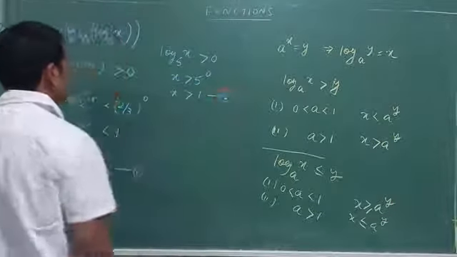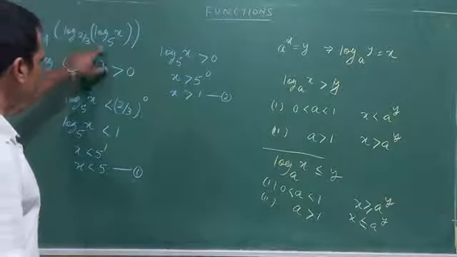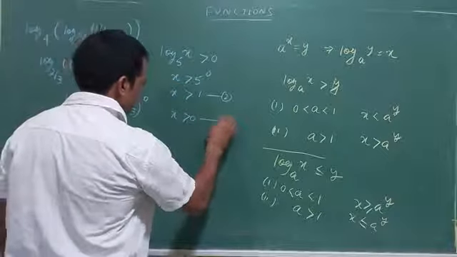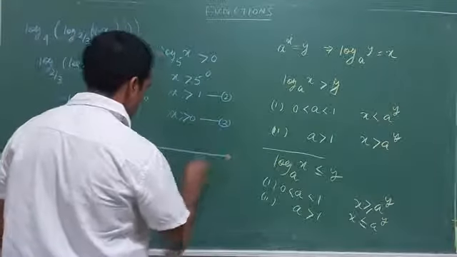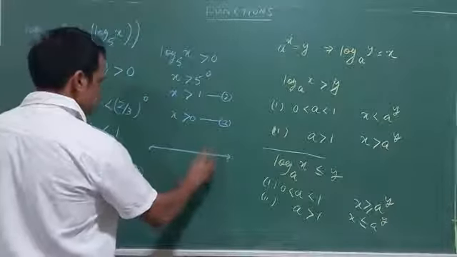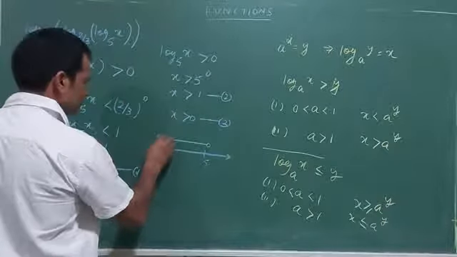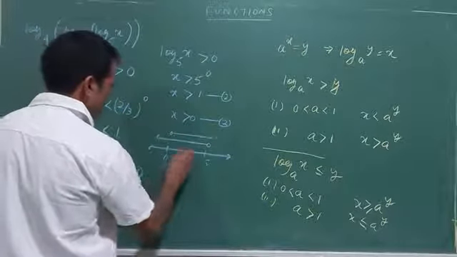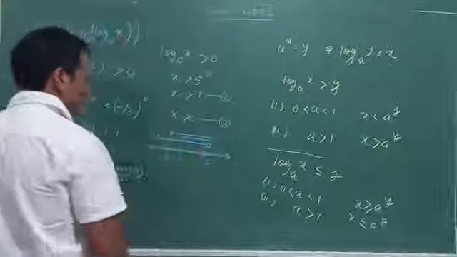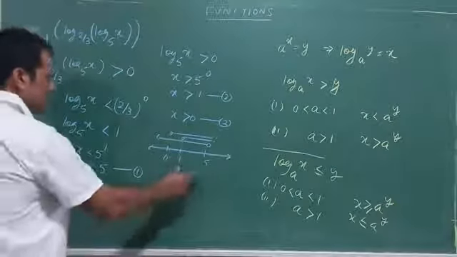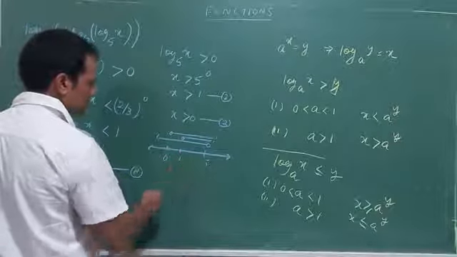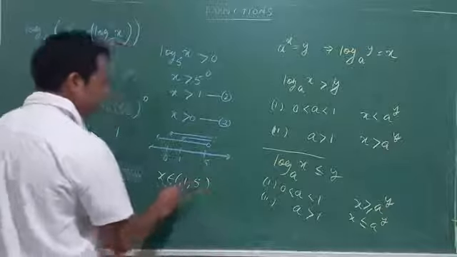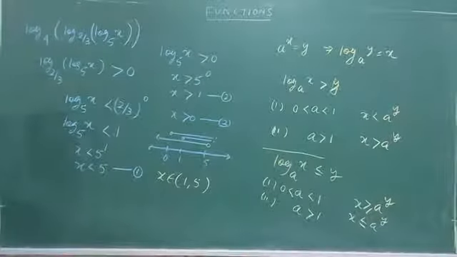Condition number 2. Then the last log. Log 5, what is x? Only x is greater than 0. Third condition. Overlap them on one number line. One is telling less than 5, one is telling greater than 0, one is telling greater than 1. You see the overlapping portion. The overlapping portion of all three is 1 to 5. Answer is x belongs to 1 to 5. Alright.